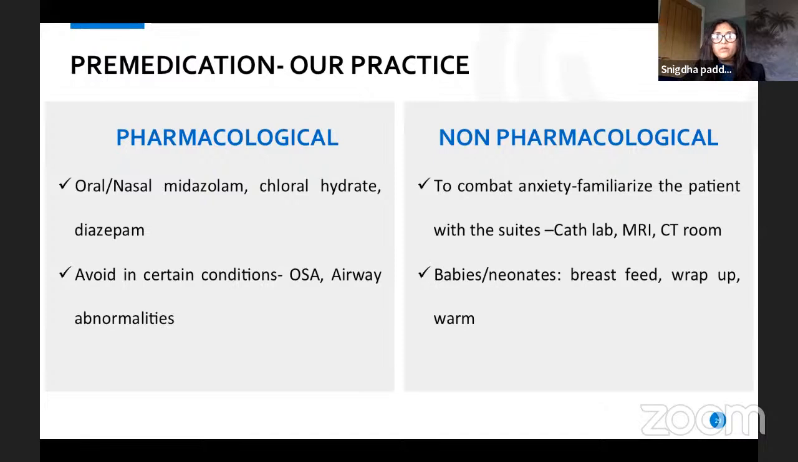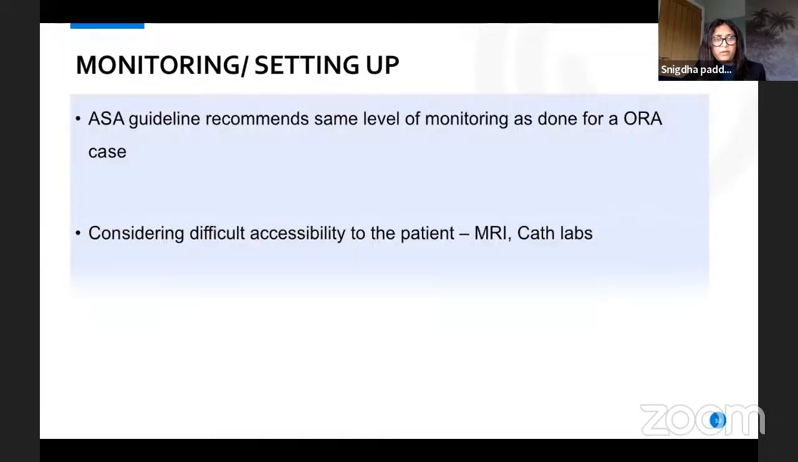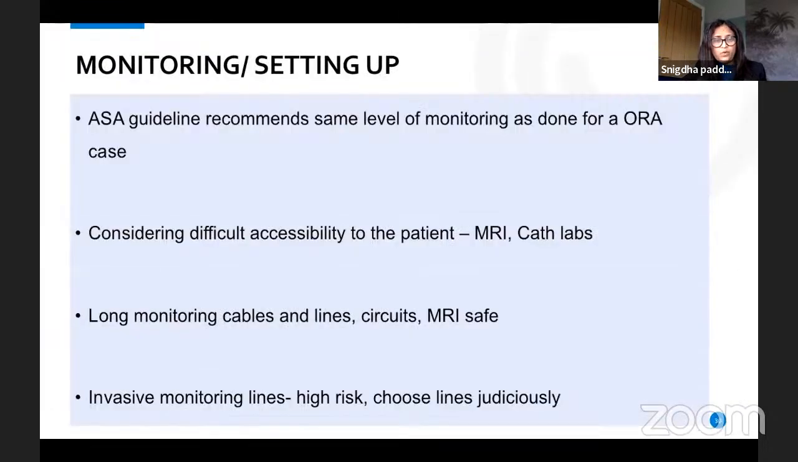In babies and neonates, we can breastfeed them, wrap them up, and keep them warm. And it's sometimes easier to do procedures like CT and MRI. So coming to the monitoring, as per the ASA guideline and recommendations, the level of monitoring needs to be the same as we do in the operating room.